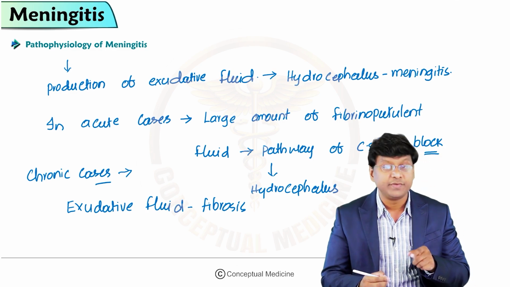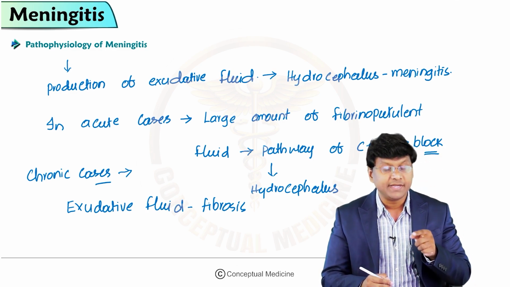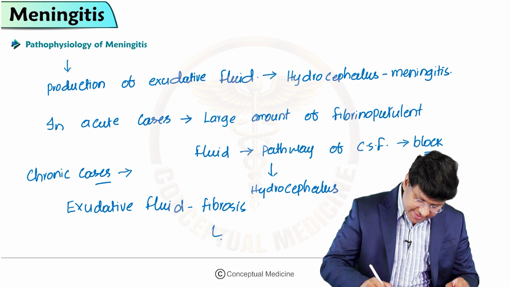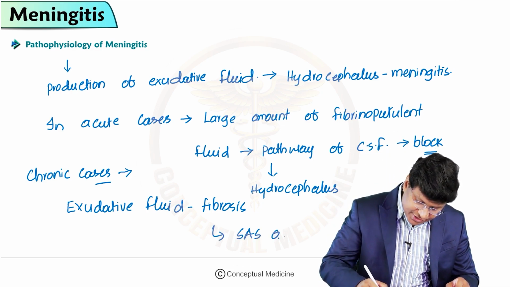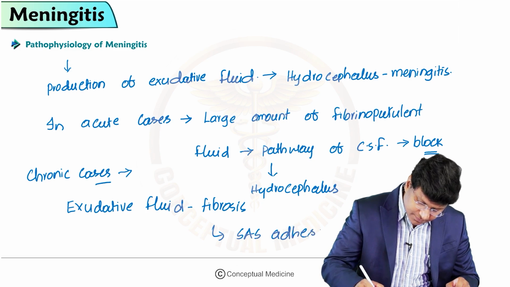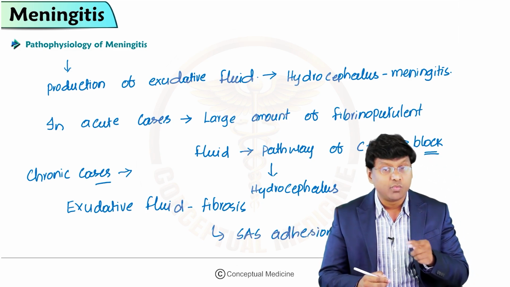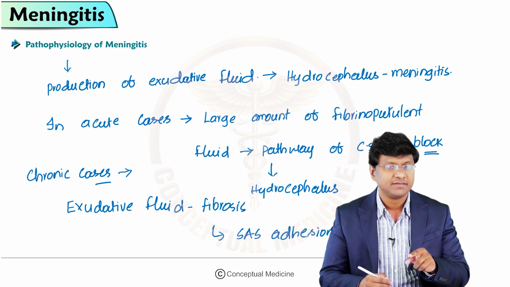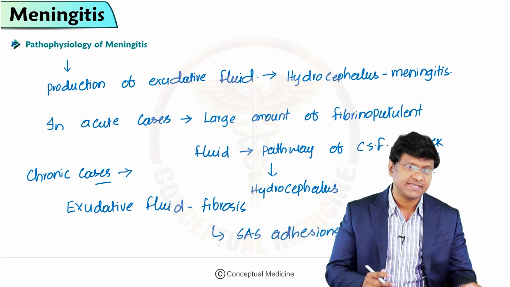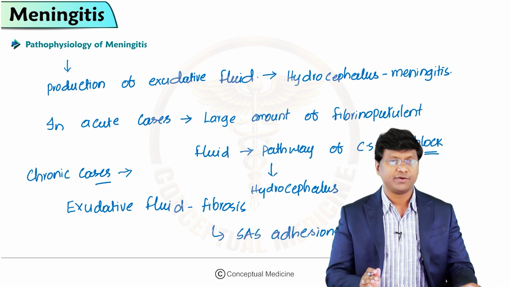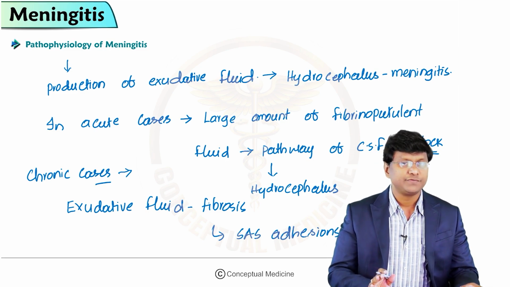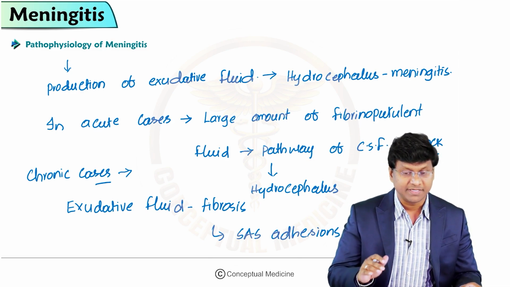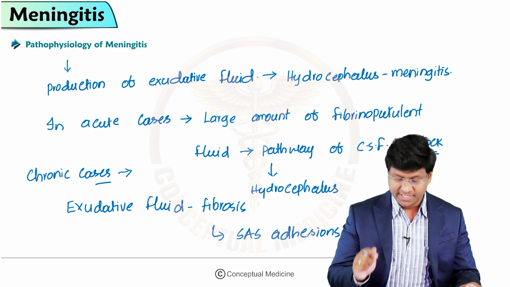Right, the exudative fluid will undergo fibrosis, and once the exudative fluid undergoes fibrosis, that will produce subarachnoid space adhesions, and once there are subarachnoid space adhesions, that will result in a block in the flow of the CSF, resulting in the development of hydrocephalus. So the pathophysiology of meningitis ultimately is that the long-term complication is hydrocephalus.